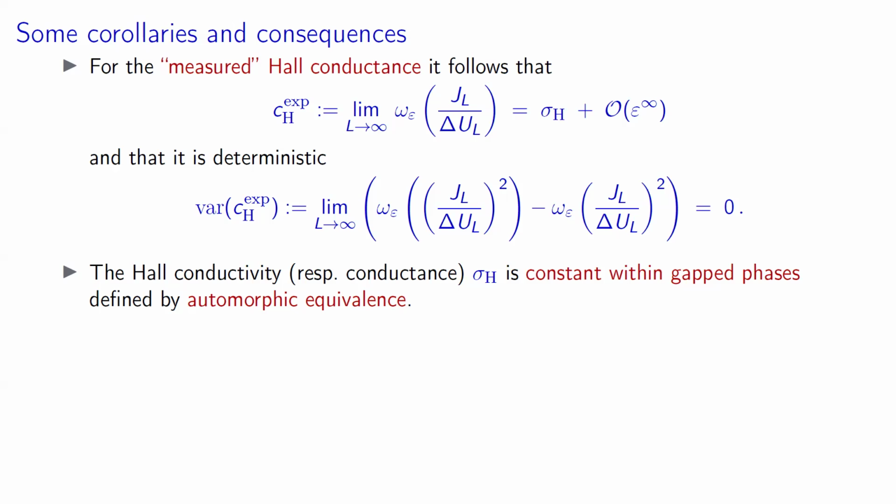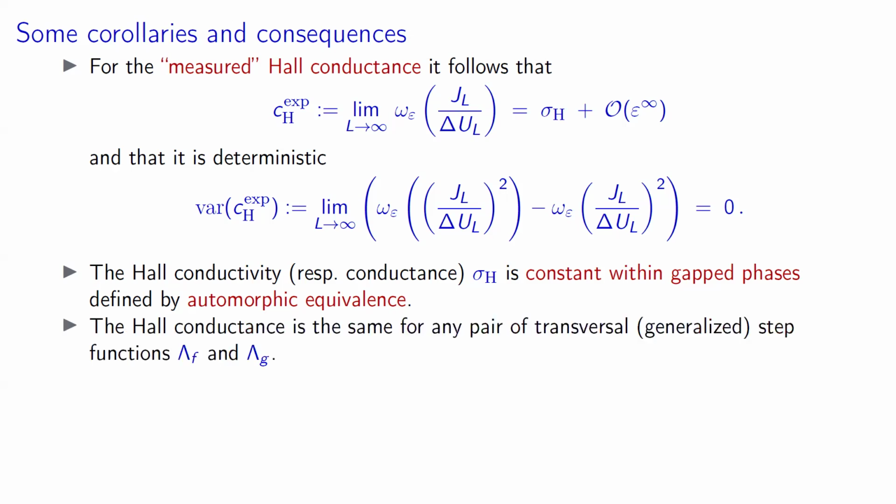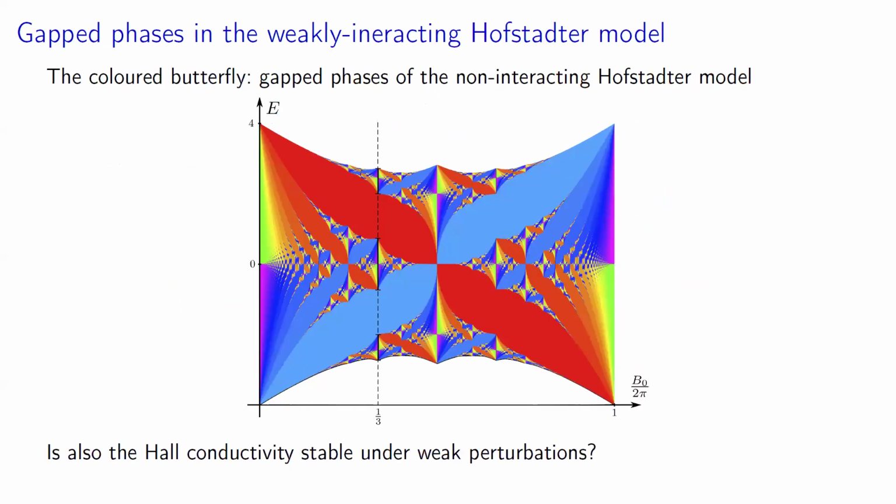The reason is that it's really constant within so-called gap spaces. So if you change the Hamiltonian, you change the system without closing the gap, the Hall conductivity stays exactly constant. This is a concept I would like to discuss.